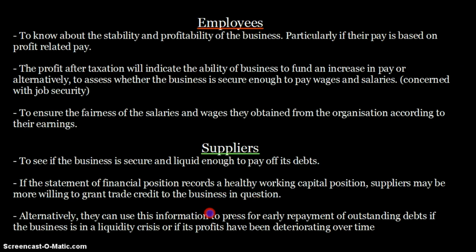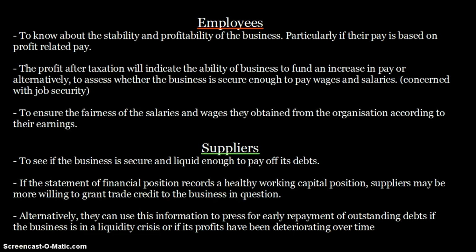then they can give them a longer credit period for paying off their debts. Alternatively, they can use this information to press for early repayment of outstanding debts if the business is in a liquidity crisis, or if its profits have been deteriorating over time. So if instead they see the business is not doing too well, its liquidity is drowning, its working capital is negative, and its profitability has also been deteriorating, they would ask for early repayment of their outstanding debts and discontinue operating with this business. They will just go to other businesses.